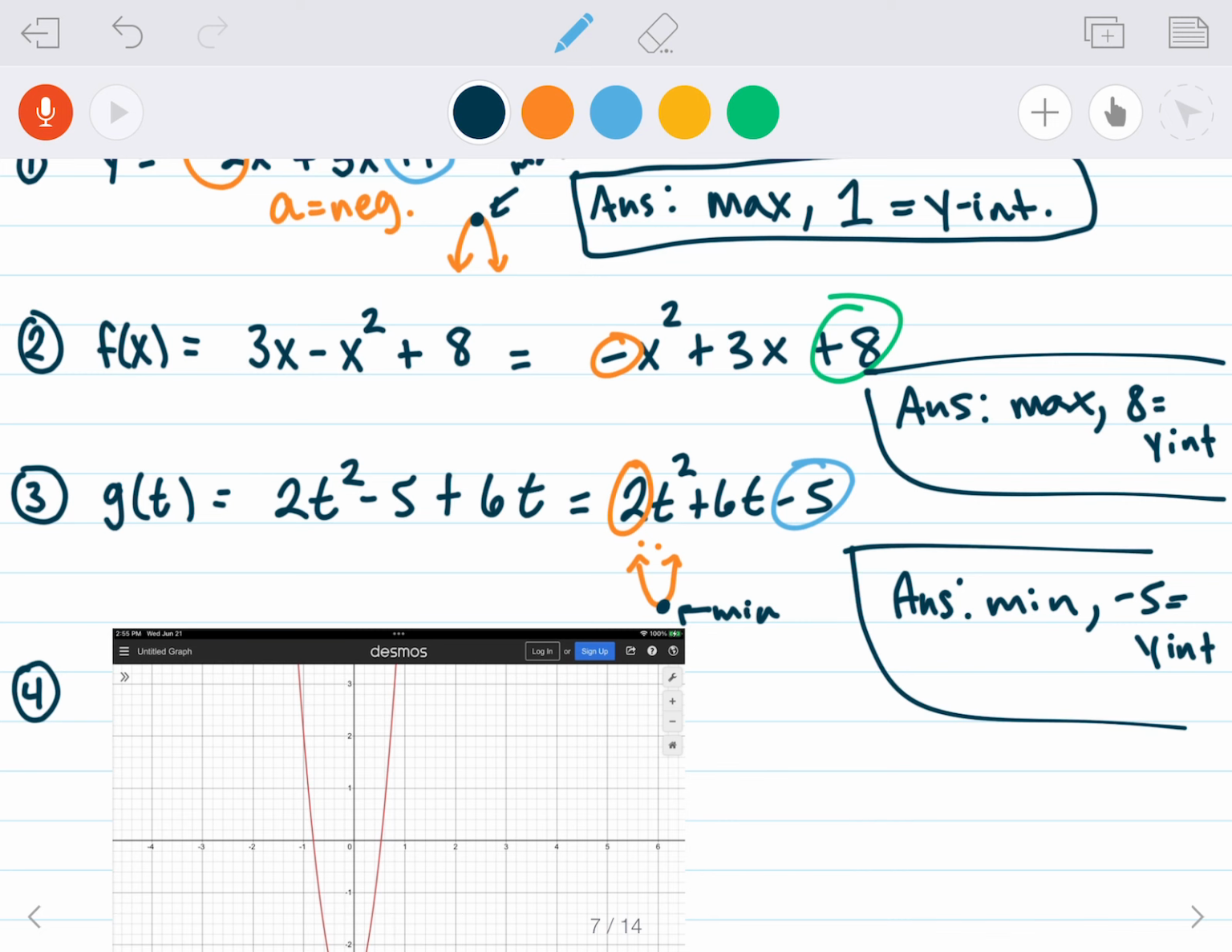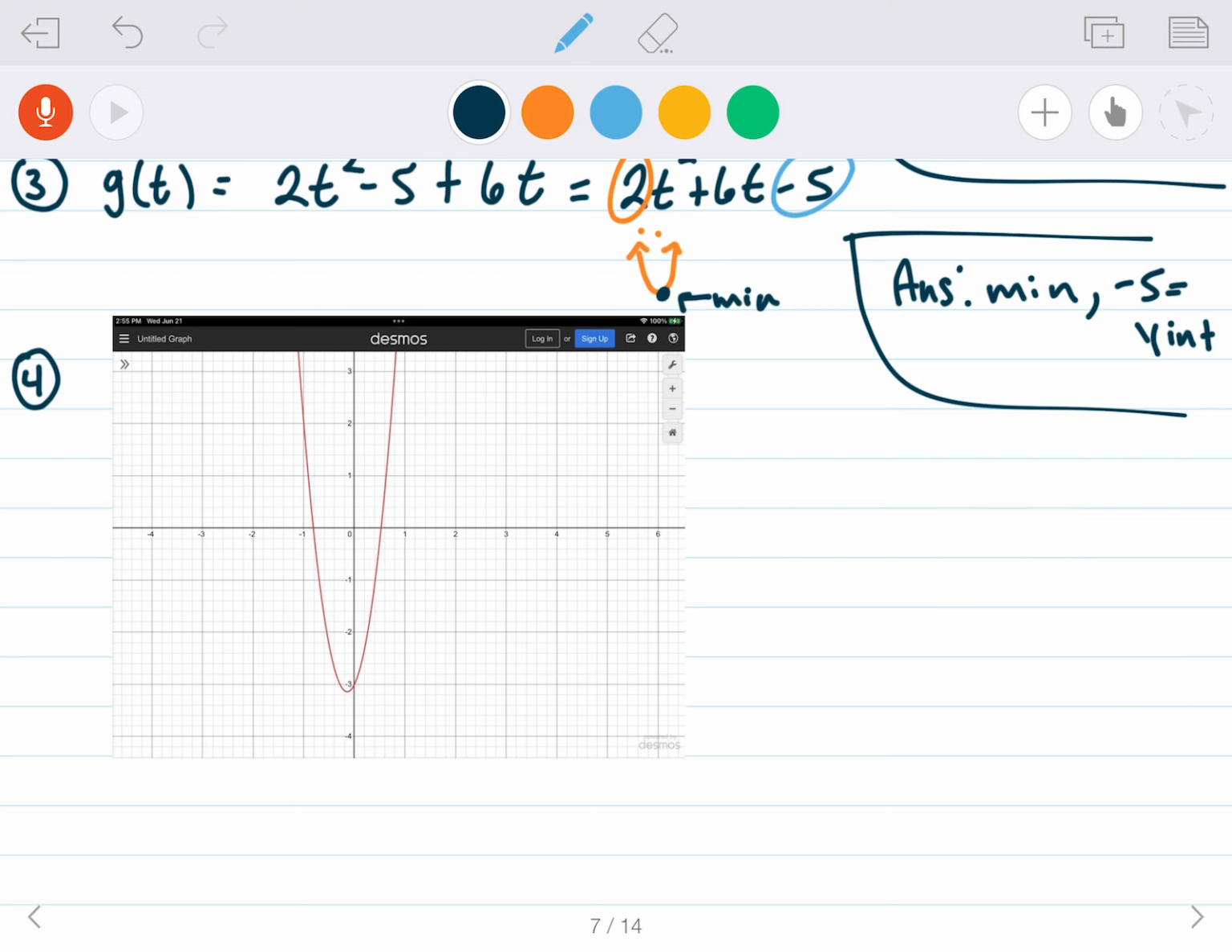All right, let's look at this last one here. So it's opening upwards, which means that it's going to have a minimum, and that's right here. So minimum. And the y-intercept is where it crosses the y-axis, and we can see if we look closely at this graph that it's going to cross the y-axis at negative 3. So that's our y-intercept. You can write it as an ordered pair. You could just say negative 3 is the y-intercept.